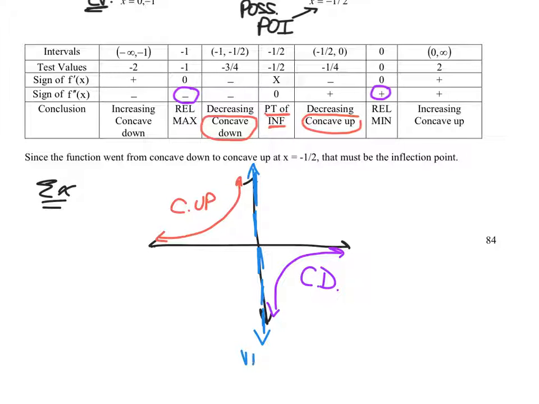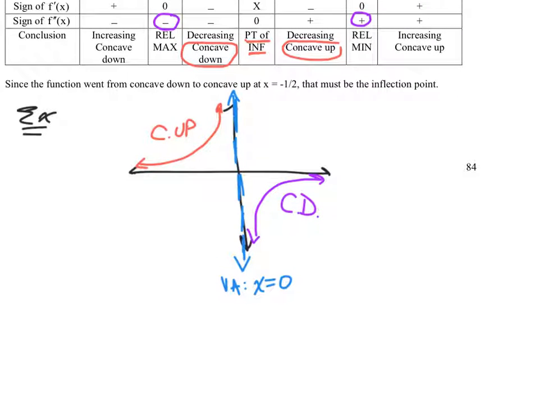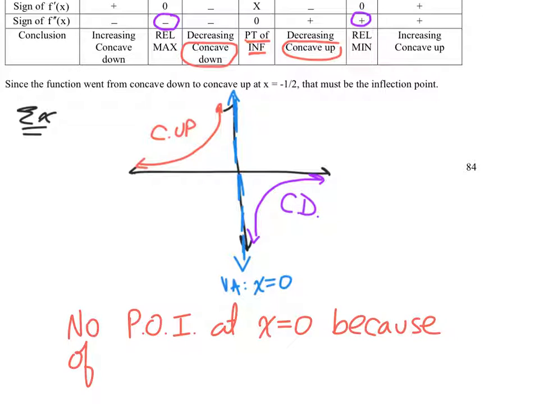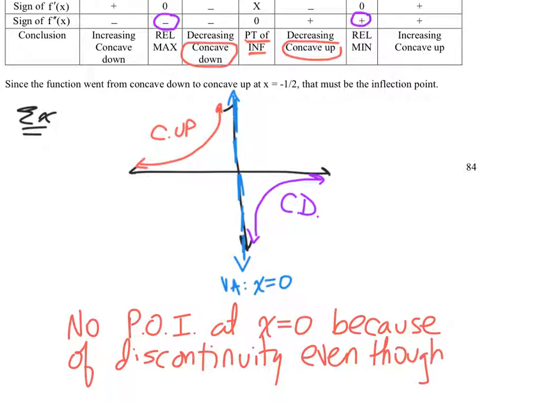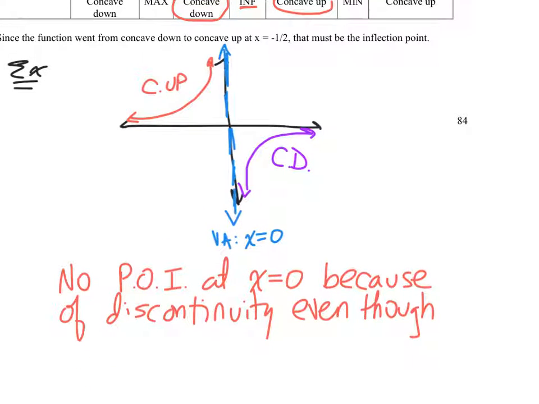So, vertical asymptote at x equals 0. There is no point of inflection at x equals 0 because of the discontinuity, even though there is a change in concavity.